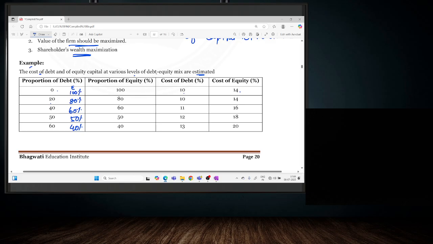When there is no debt and 100% equity, there is a cost of equity of 14%. When there is 20% debt and 80% equity, cost of debt is same 10%, and cost of equity is also same 14%. When debt is 40% and equity is 60%, cost of debt is 11% and cost of equity is 16%. So you can see that as the company is adding more and more debt into the capital structure, cost of debt is also increasing, cost of equity is also increasing.